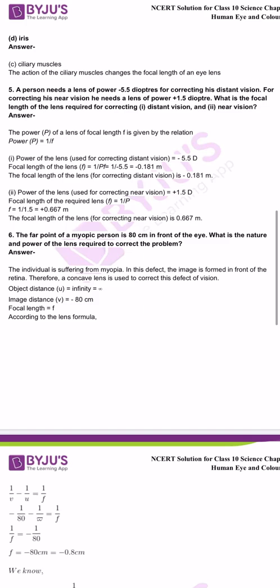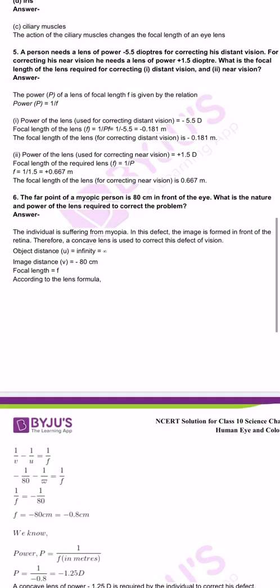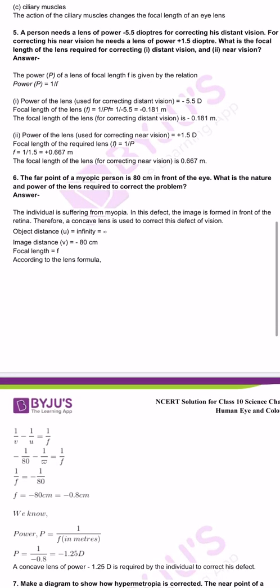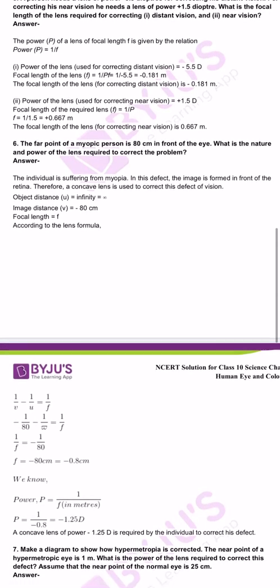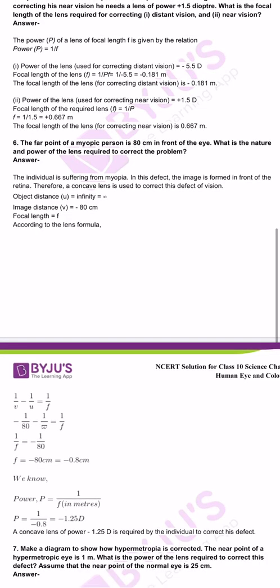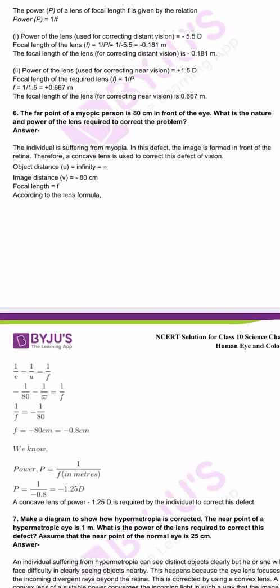We know that for distant vision, the focal length is negative because a concave lens is used, and the power is also negative. So, the power of the lens of focal length f is given by the relation. What is the relation between power and focal length? This you have learnt in chapter 10. P is equal to 1 upon f. So, in the first case P is given as minus 5.5 diopter. We will put the value and find out f, and the value of f comes to be minus 0.181 meter.